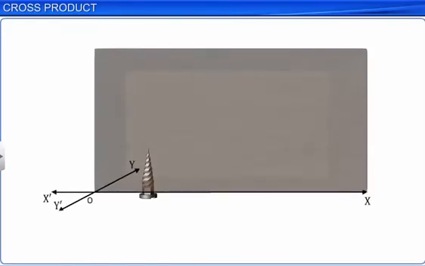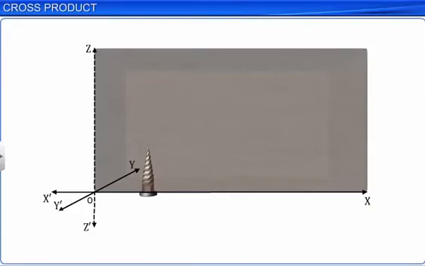Consider the x and y axis as shown. Observe the direction of motion of the screw when it rotates from the x-axis towards the y-axis. As you can observe, when the screw rotates from the x-axis towards the y-axis, it advances along a path that is perpendicular to both the x and y axis. This path can be represented by the z-axis.